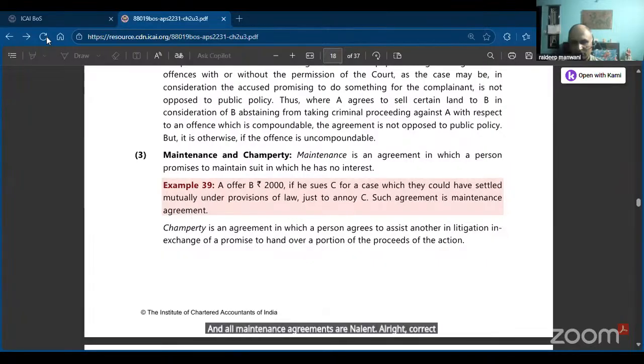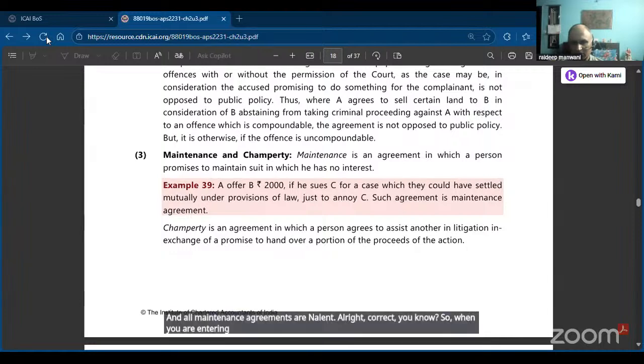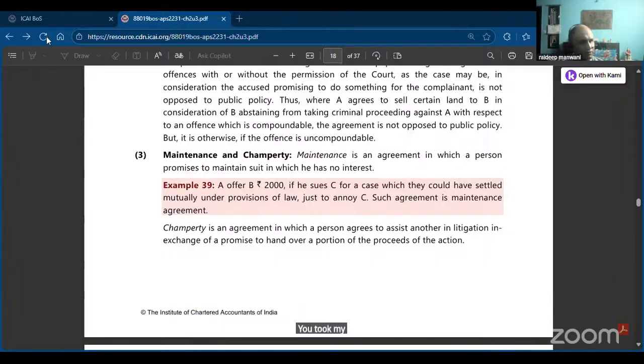Correct or no? So when you are entering into a maintenance agreement where you are agreeing to file a case against somebody and you are not interested in that case, you are just entering into an agreement in which you are not at all interested. Okay, no, it can also be for a legitimate purpose.